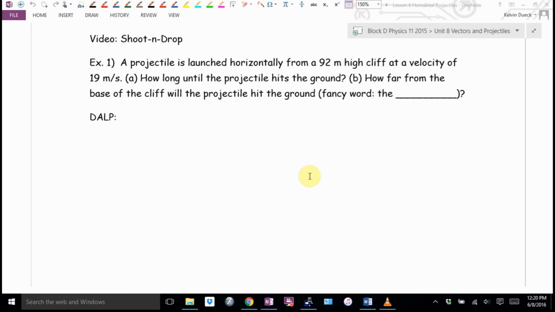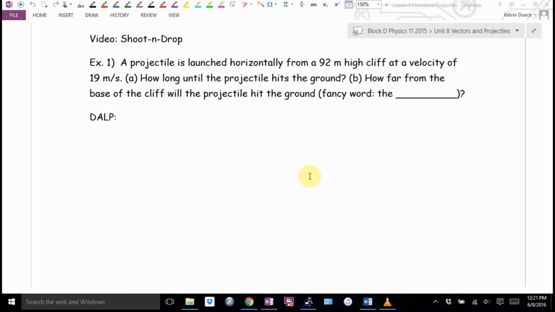Somewhere around question number 54, give or take. I'll even be that blatant. Oh, except example 1, Julie, it's not going to be a 92-meter high cliff. It'll be a different height. And it's not going to have a velocity of 19 meters per second. It'll be a different velocity. But I'm going to be asking you to find these things.